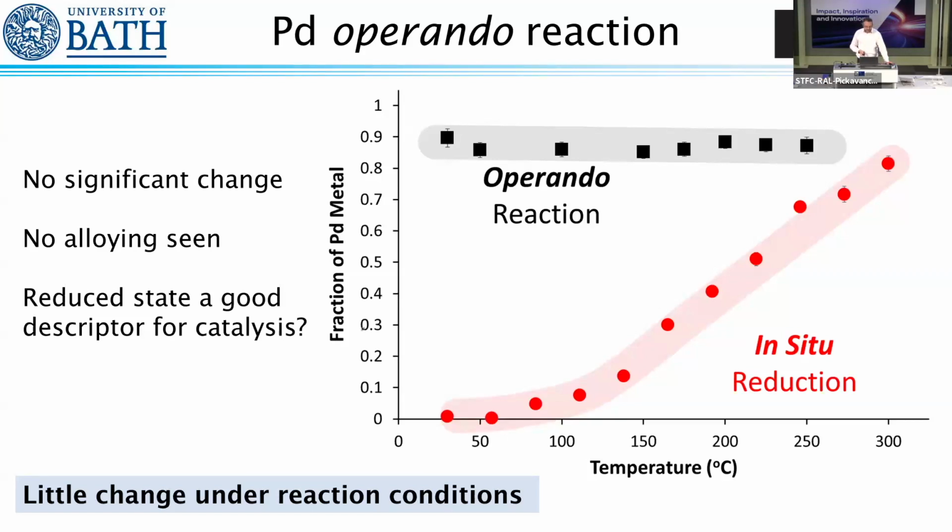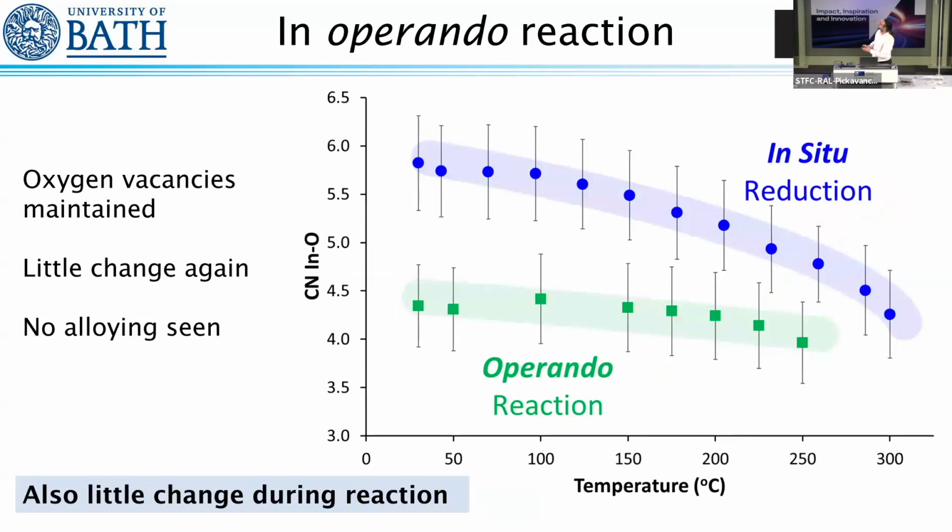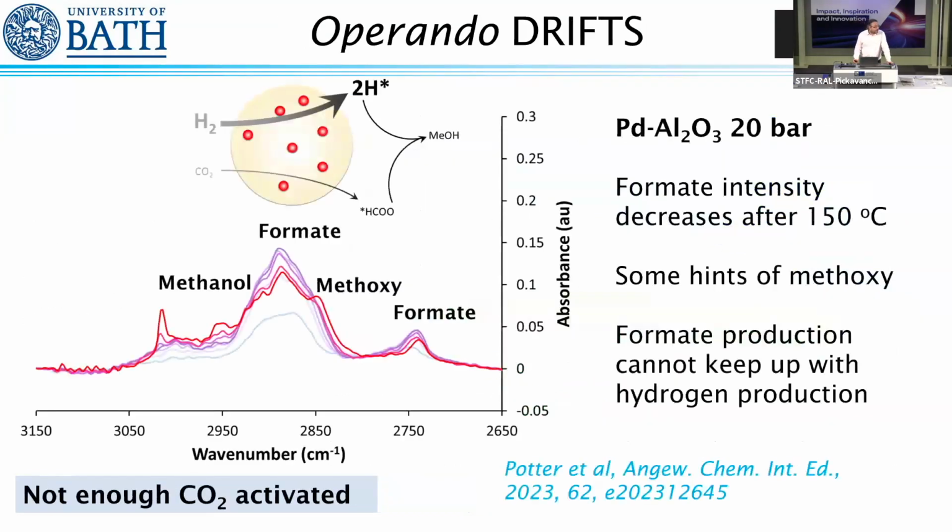If we then looked at a similar analysis for the indium system, we saw during the reduction that the number of indium-oxygen bonds decreased. And again, this stayed very constant during the reaction. So once again, in this situation, the reduced state was a very, very good descriptor for the actual reactive system. We then looked at some infrared measurements under operando conditions.